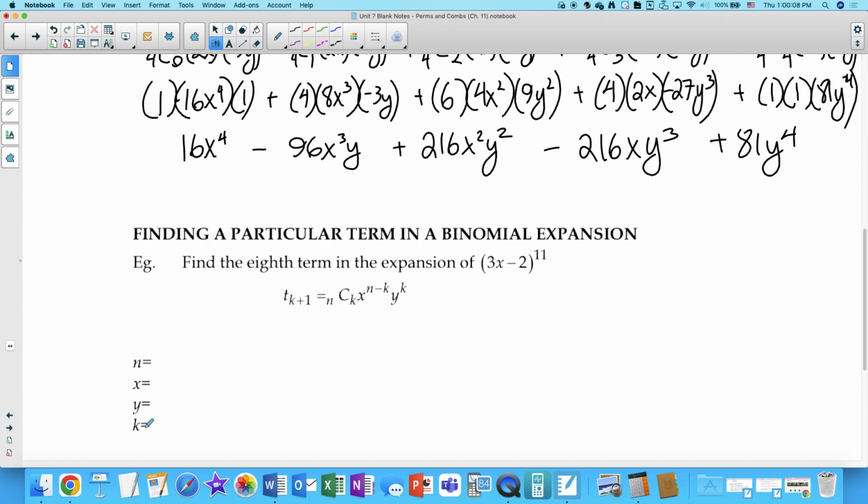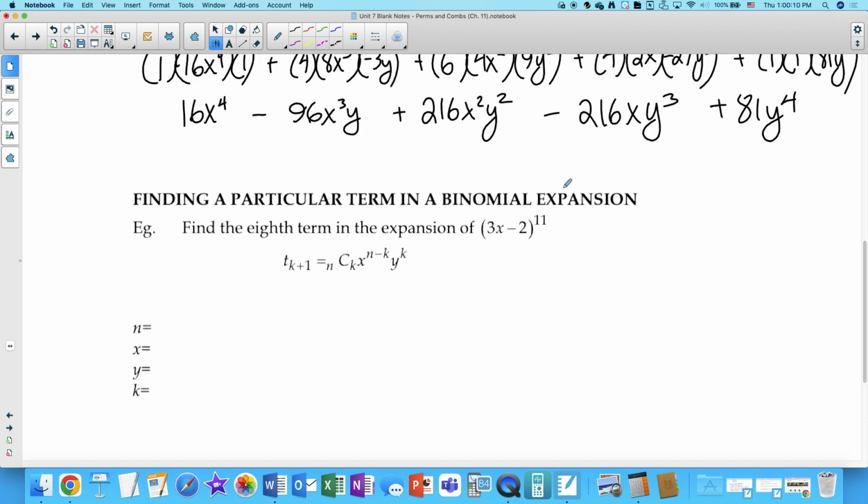Okay. So first, if we're looking at 3x minus 2 to the 11, what's our n value? 11. Okay. What's the x piece? 3x. And then y? Negative 2. Okay. Now we're looking for the 8th term. So what's k? K is 7. That's right. Right? K is 7 because k plus 1 has to equal 8.